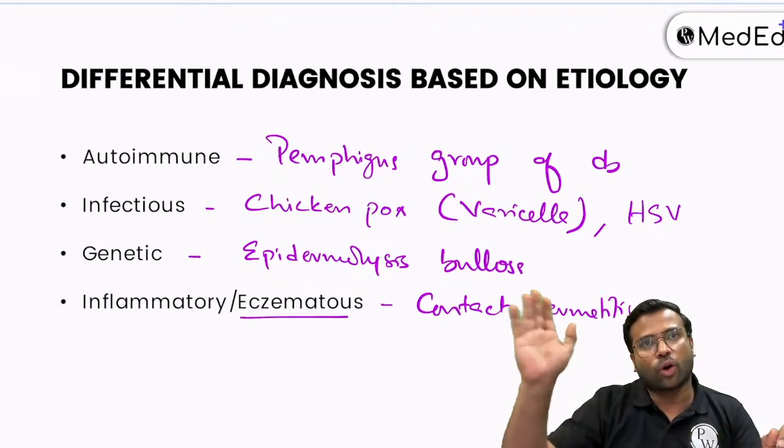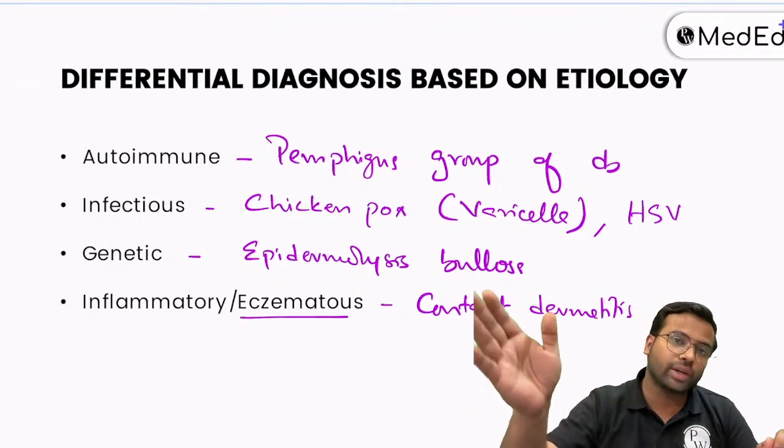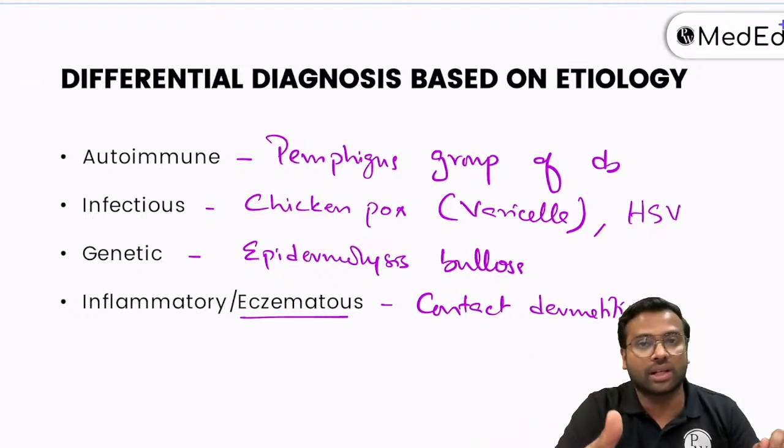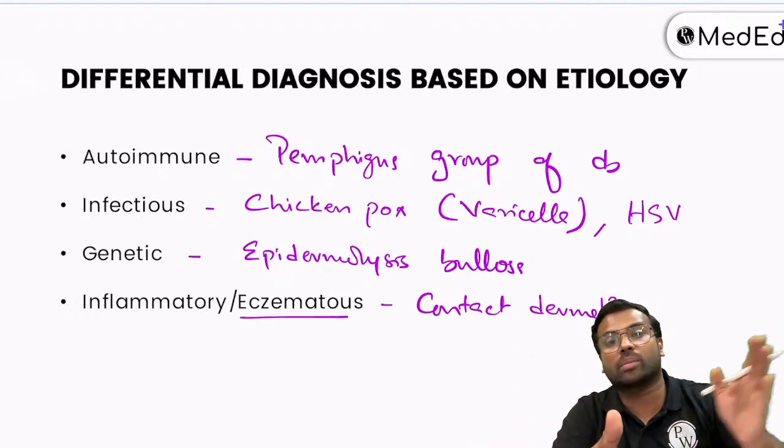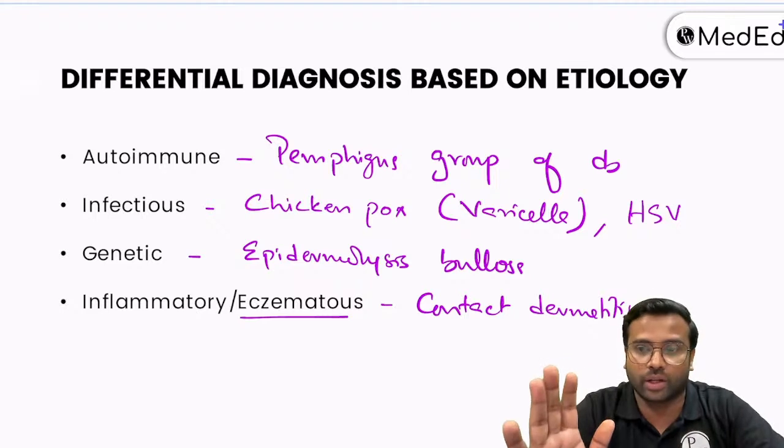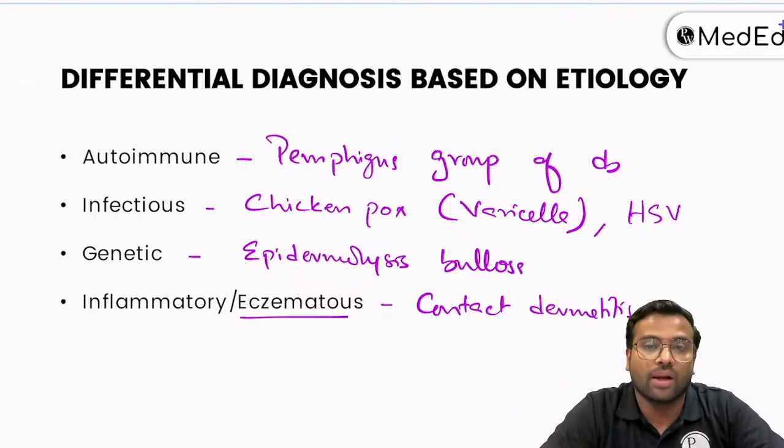I think that this can be an autoimmune disease, it can also be an infection. It can be a genetic disease or it can be some eczematous or an inflammatory disorder. So this is based on the etiology. Now let us cut it down easily.